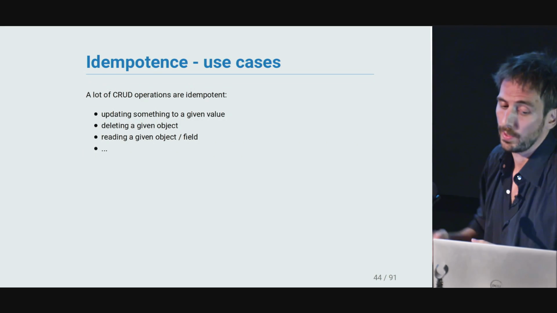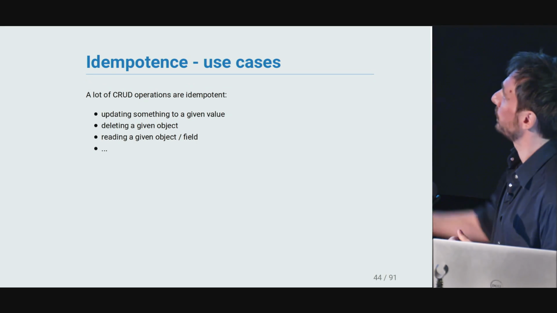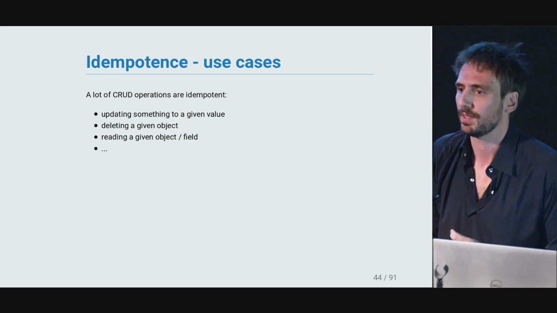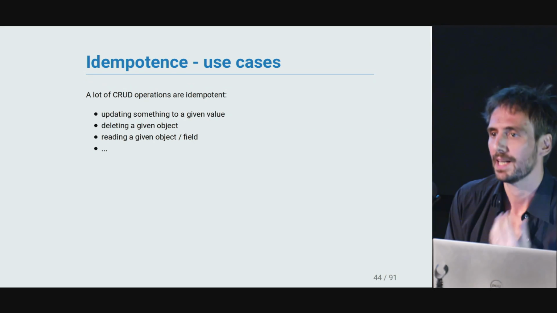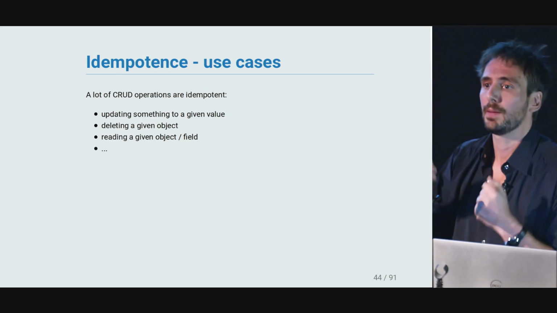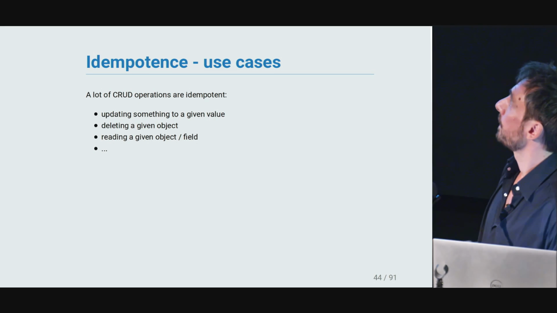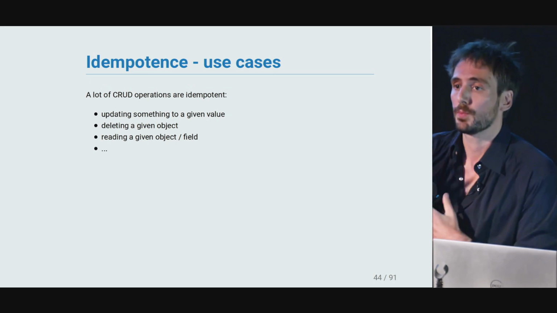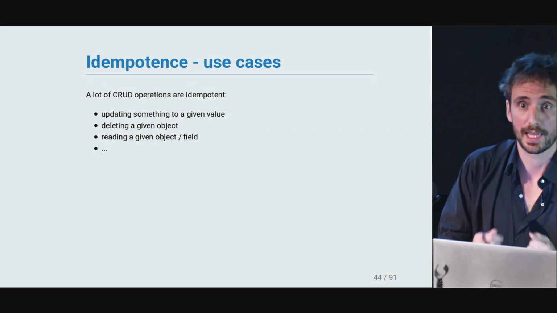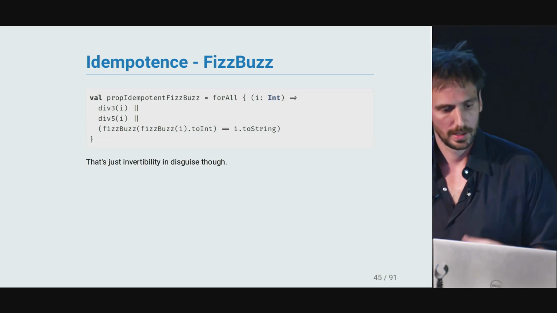And for use cases, if you update something to a given value, however many times you update it, it shouldn't change anything. If you delete a given object, however many times you delete it, it should still hopefully stay deleted. If you read a given value in an object, so you have a user and you want to read its name in a database, however many times you read that, it should be the same value. So that could be an interesting property to have for some systems.